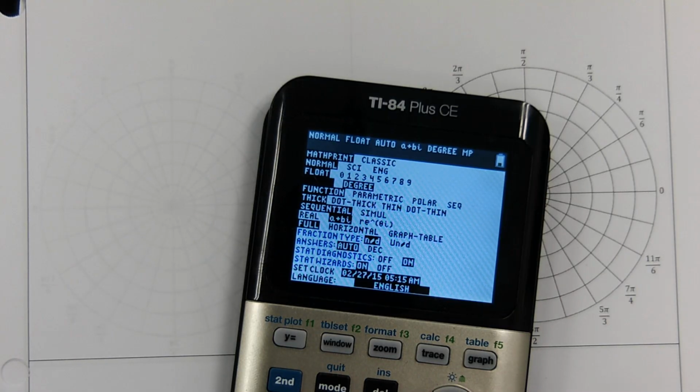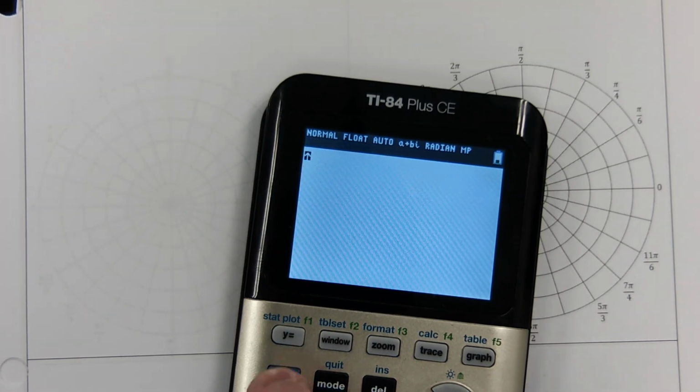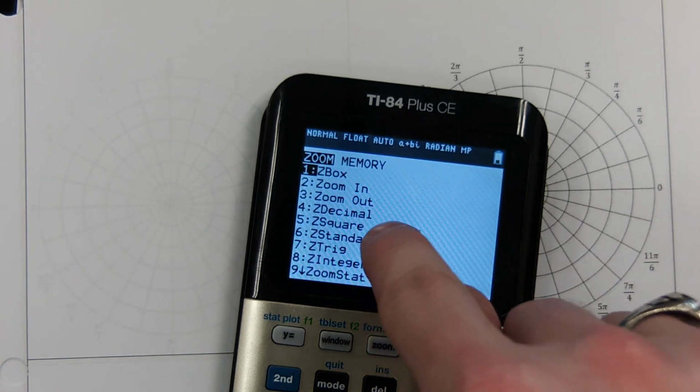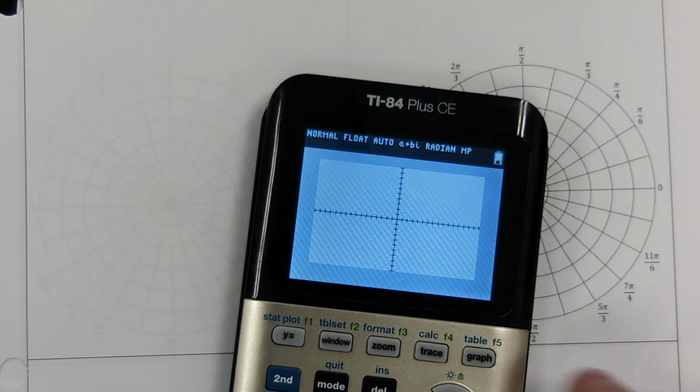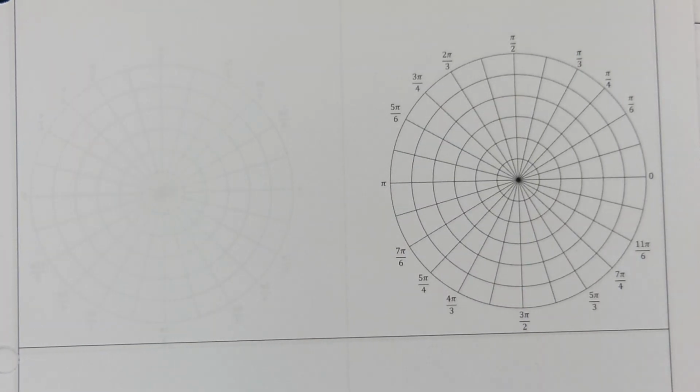I'm going to go ahead and put this thing in polar mode so I can graph on here just to prove the point. Oh, you know what? And zoom square is number 5. Okay, good. There. So when we use the graphing calculator, that's what I'll do to show the images. Cool? Okay, here's what we're going to do.